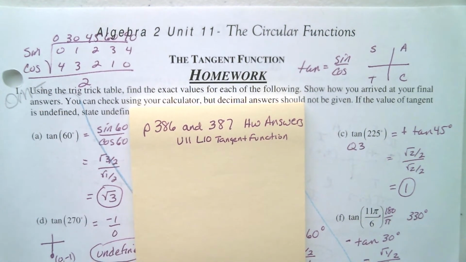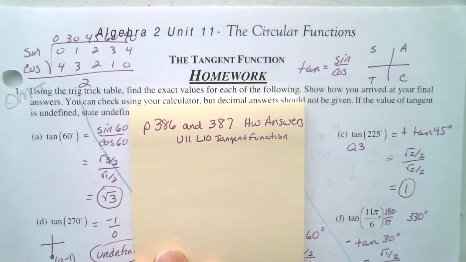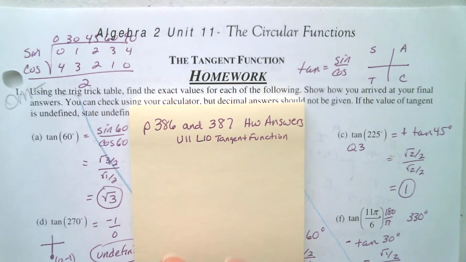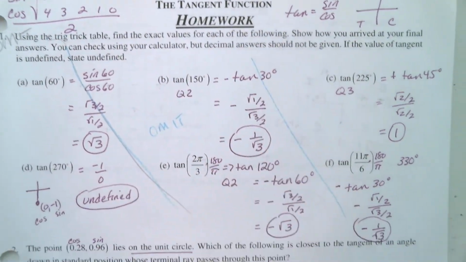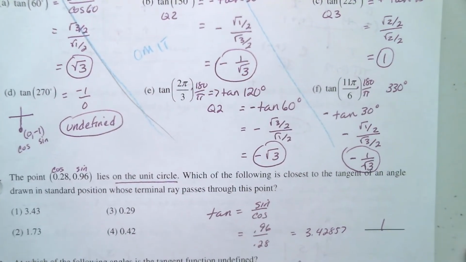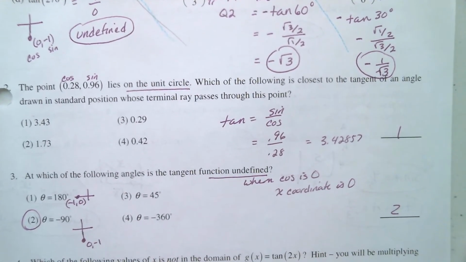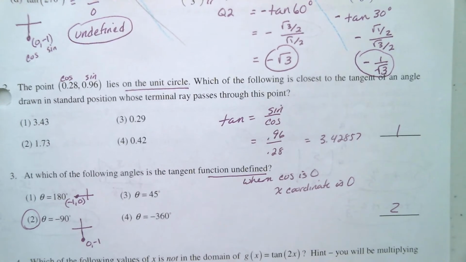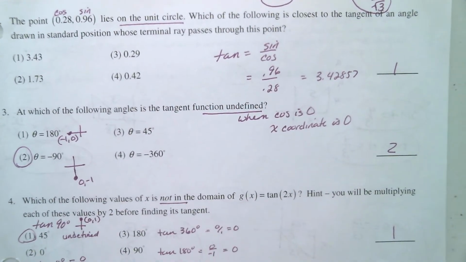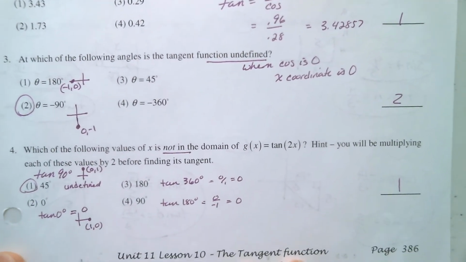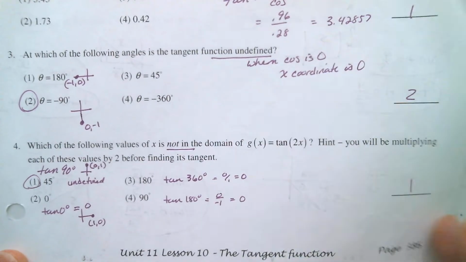This video is the answers to the page 386 and 387 homework, Unit 11, Lesson 10, the tangent function. So I'll run through the answers starting with number 2 because you were to omit number 1. Number 2 is option 1. Number 3 is 2. Number 4 is choice 1.